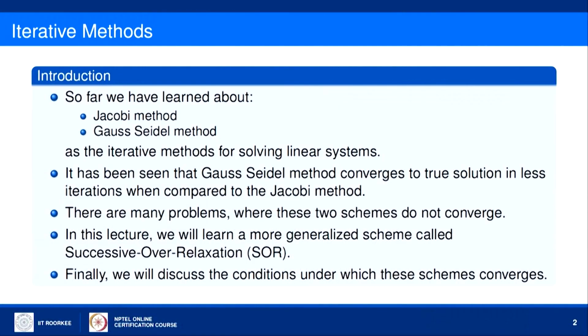In this lecture, we will learn a more generalized scheme called successive over relaxation. Finally, in the last phase of this lecture, we will discuss the conditions under which these iterative schemes, Jacobi, Gauss-Seidel and successive over relaxation, converge. As I told you in the previous lecture, these schemes are called stationary iterative methods, meaning they are of the form x k plus 1 equals iteration matrix P times x k plus q.